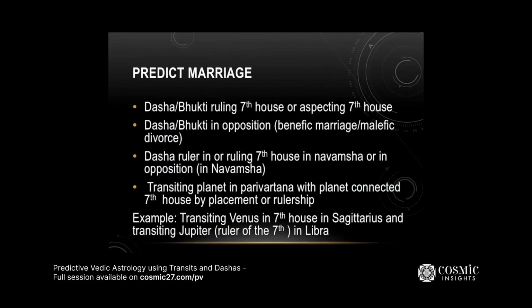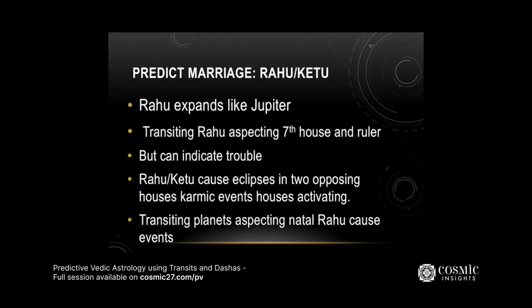So, predict marriage. What are the dasha bhuktis you're going to be looking for? You're going to be looking for the Mahadasha or the Bhukti ruling planet that rules the 7th house or aspecting the 7th house. And is it a benefic or a malefic? We've gone over this many times, like what we're talking about in Brad Pitt's chart. The dasha ruler in or ruling the 7th house in the Navamsha. This Rahu predicts marriage because Rahu expands like Jupiter. So you're going to want to be looking at Rahu's aspect to the 7th house as well, or the ruler of the 7th house.